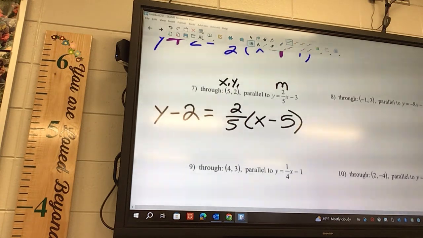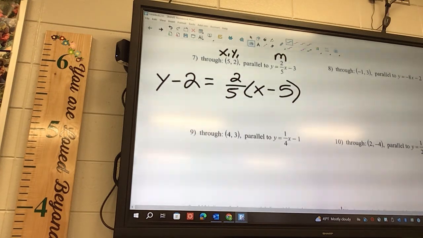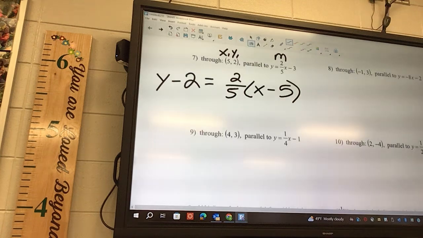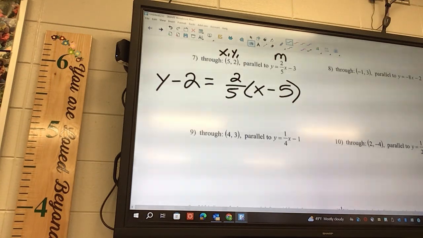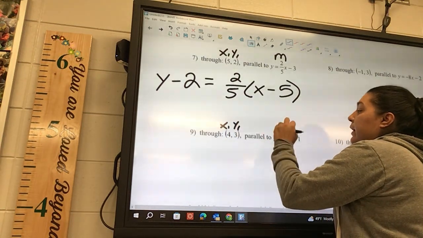Yes, sir. What about the negative 3? That gives us this random line and this point, and they're saying that they want another line that uses this point. So the 3 is on this line. We're making a whole other one over here. So we don't do anything with that 3. Does that make sense? So you kind of just ignore it.